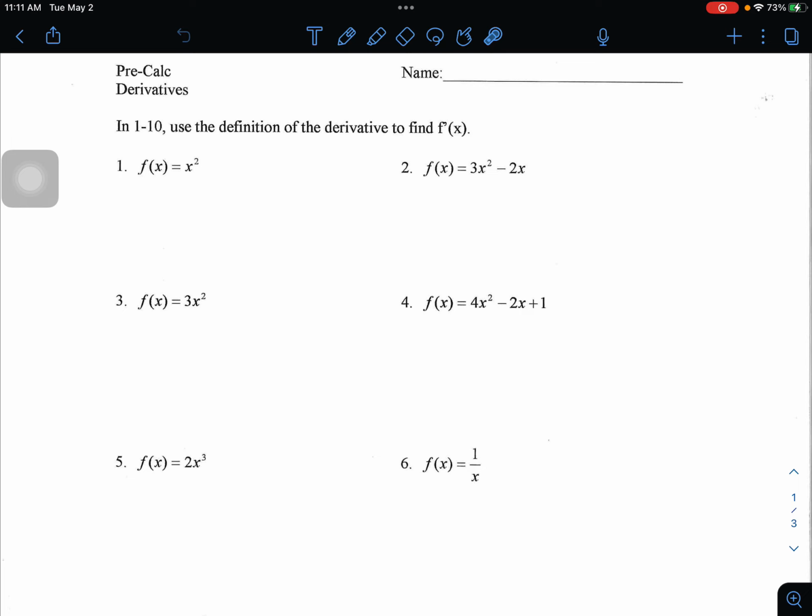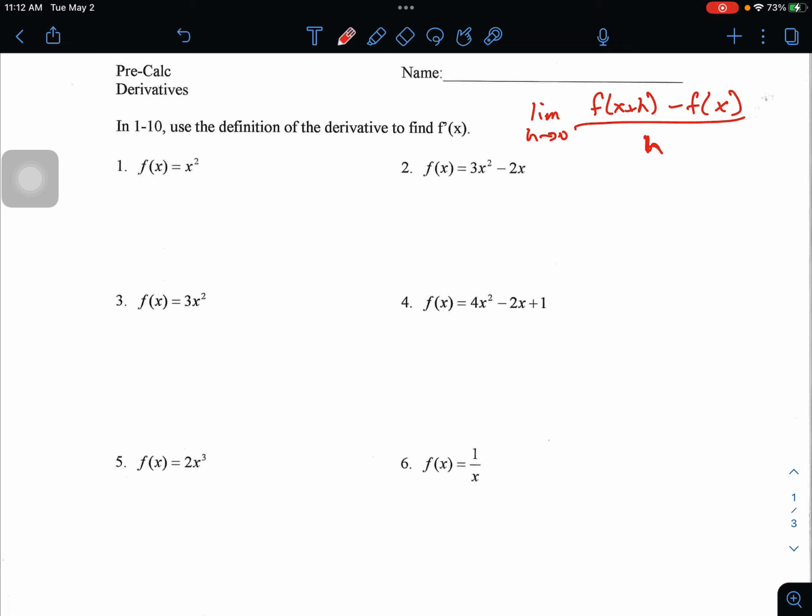Remember first and foremost that we're going to use the definition of the derivative to find the equation of the derivative, which I'll just put over here, which is the limit as h approaches 0 of f of x plus h minus f of x all over h. Okay, that is your definition of a derivative.